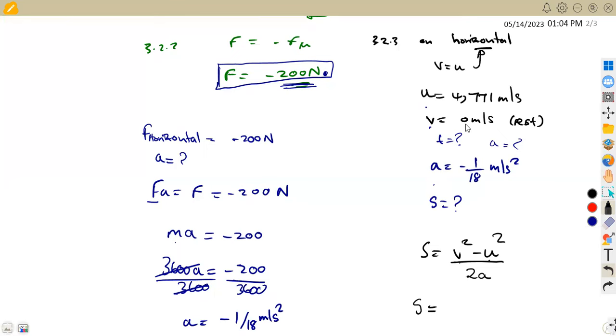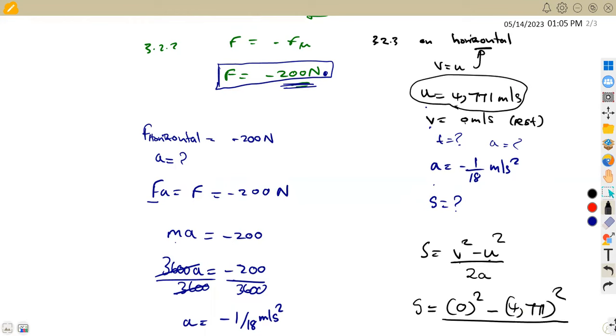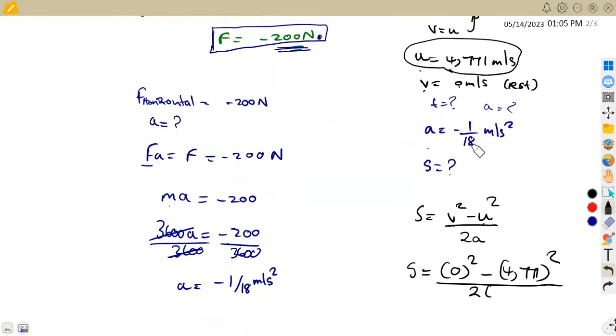So S is equal to V, our final velocity, that is 0 squared, minus U, which is our initial velocity on the horizontal, which is the final velocity from the incline. That was 4,771 squared. Everything over 2 times the acceleration, which in this case is a deceleration, that's a negative 1/18. All right, so this is going to give us the total displacement, which is 204,862 in meters in this case.